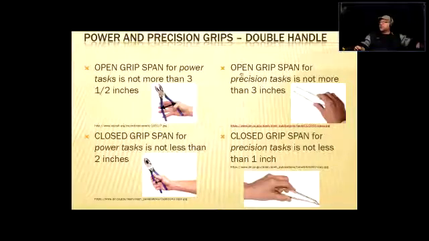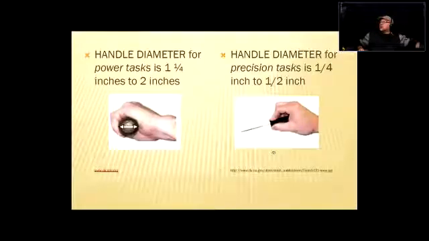Now, for the precision tasks, open grip span is not more than 3 inches, and closed grip span for a precision task is no less than 1 inch. Right? Then you can use that kind of tool repetitively over a longer period of time, and the chances of you getting injured due to repetitive use are not as great as if the dimensions were different than that. Right? So when you're trying to select the tool, that's what you look at.